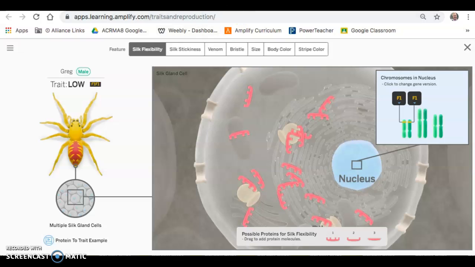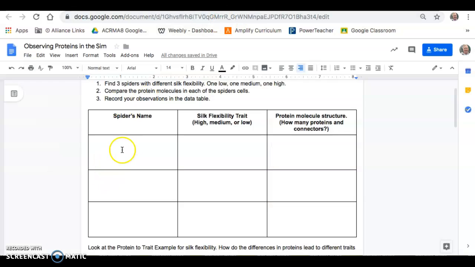Now, I have Greg as my low spider, so I'm going to write Greg in here. And then we said his silk flexibility was low, so I'm going to write low in here. And then we want the protein molecule structure. So how many proteins and connectors we see.